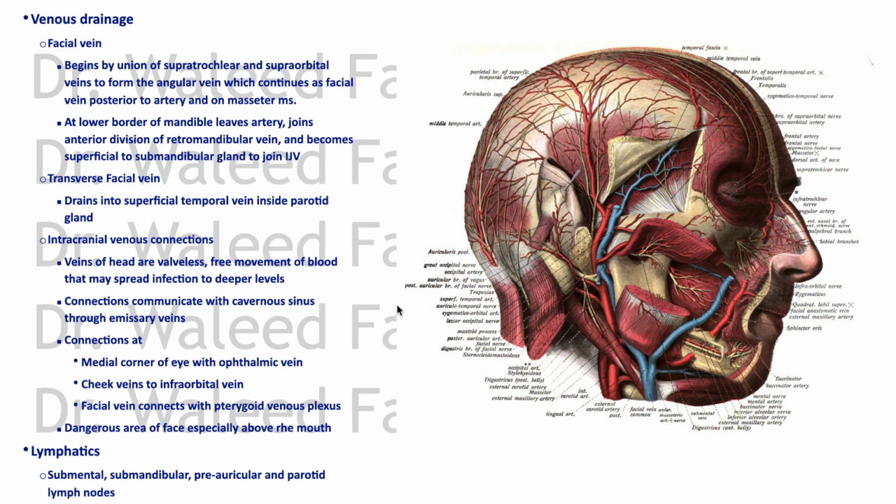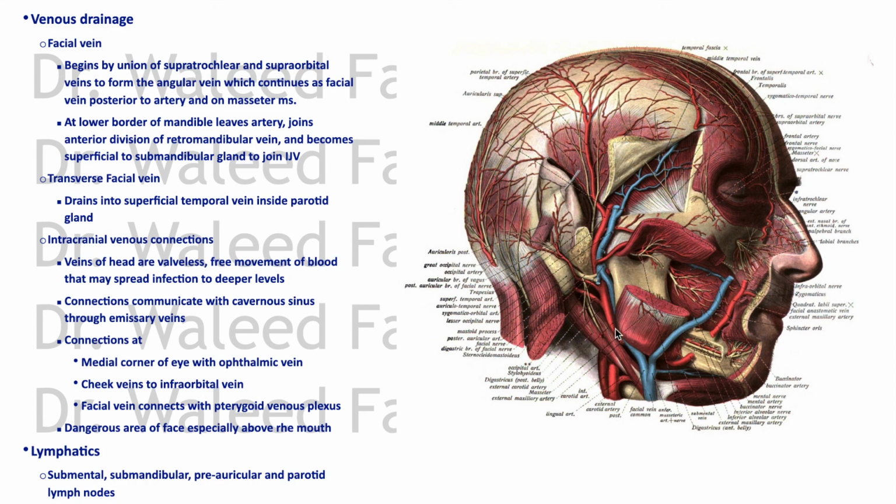The venous drainage is to the facial vein. The facial vein is formed by the union of the supraorbital and supratrochlear veins. They form the angular vein that becomes the facial vein and takes the tributaries as far as it descends. It accompanies the artery, posterior to the artery, till the inferior margin of the mandible, where it leaves the artery, doesn't go deep with it in the submandibular region. It becomes superficial in the submandibular region and joins the anterior division of the retromandibular vein.